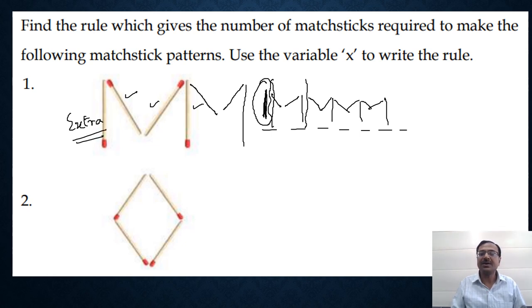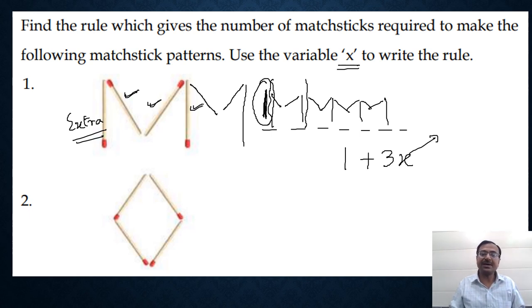So one matchstick for the first part, that is the extra matchstick there in the first group of pattern, and then the three matchsticks which keep on repeating themselves. If you have the number of patterns as x, that means you are taking the group of three matchsticks x times, then you will have how many? 3x matchsticks which will be required to make those x patterns, right?